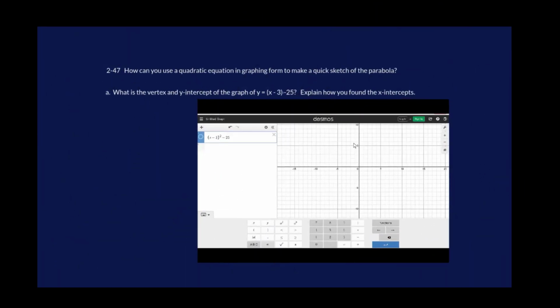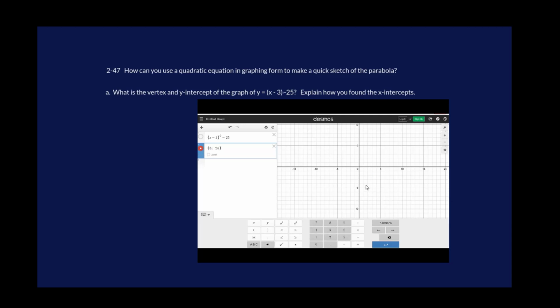Okay, so it's asking us to look at the graphing form of an equation and figure out how to graph a parabola using that. Well, the first thing I'm going to do is take that equation and figure out my vertex. That's a positive 3 and a negative 25. So I'm just going to plot my point of (3, negative 25), and then close parentheses.